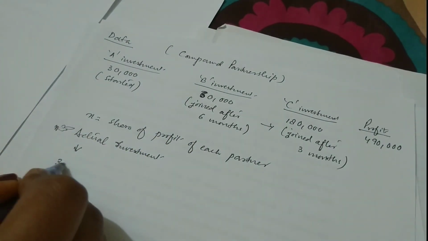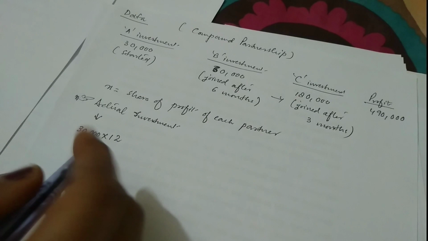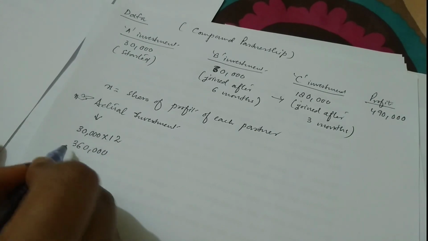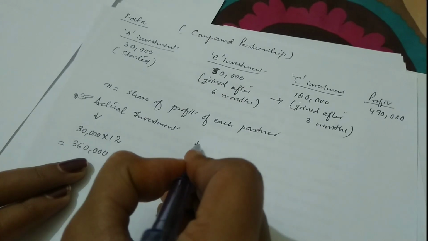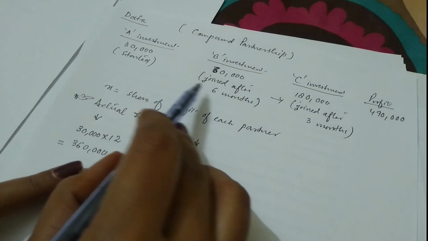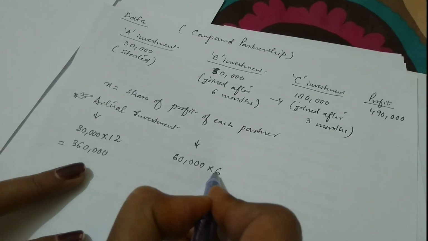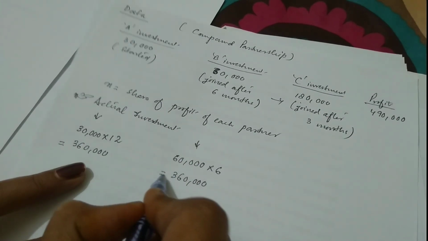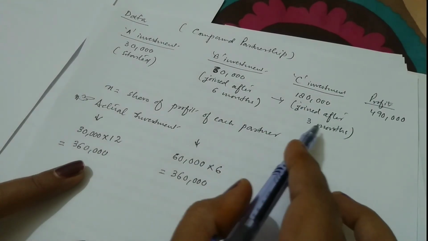For that, we'll multiply the amount with the number of months. As A investor started the business with 30,000, we'll multiply 30,000 with 12 and we get 3,60,000. This will be the total investment of A. Now let's do B investor. As he joined after 6 months, his amount 60,000 will be multiplied by 6. 6 6s are 36, so it will become 3,60,000.